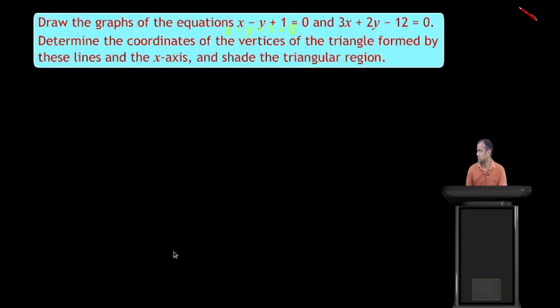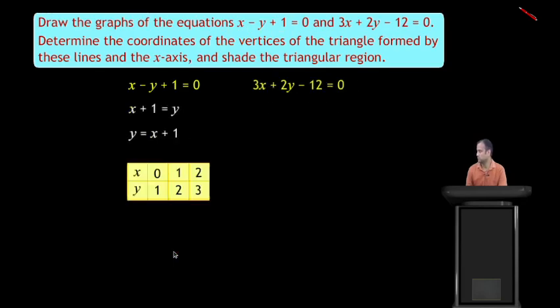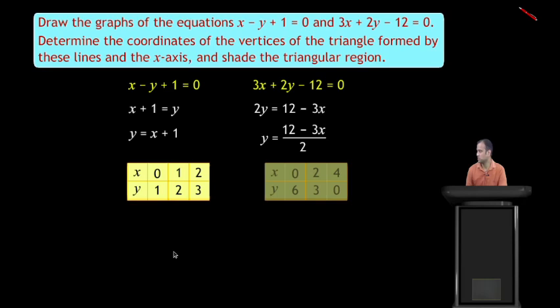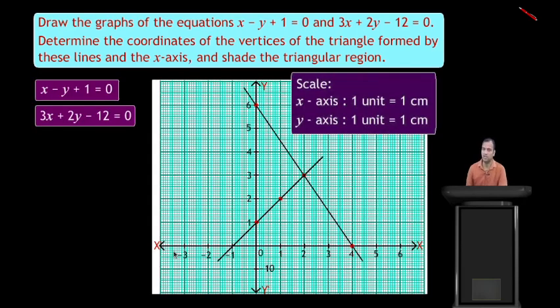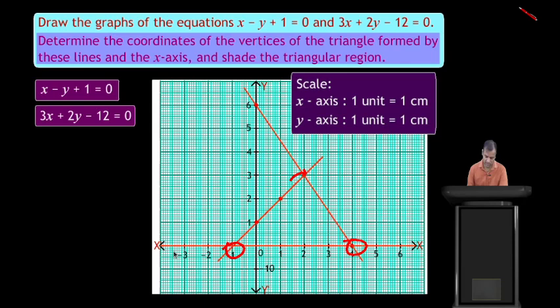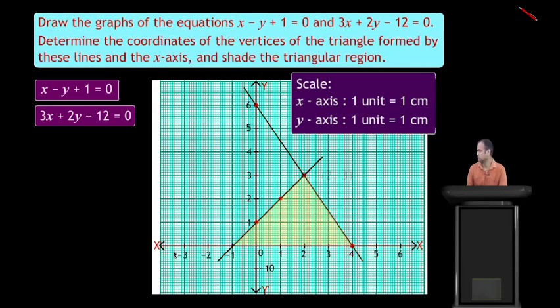Now draw the graph of the equations. So again we'll find the points for these graphs. So these are the points for this one, and the last one is the x-axis. So this is what we get after drawing the graph. It represents a triangular shape. Shade the triangular region and determine the coordinates. You have to find the coordinates. So these are the coordinates of the vertices. The first one is (2, 3), then (4, 0) and (minus 1, 0).